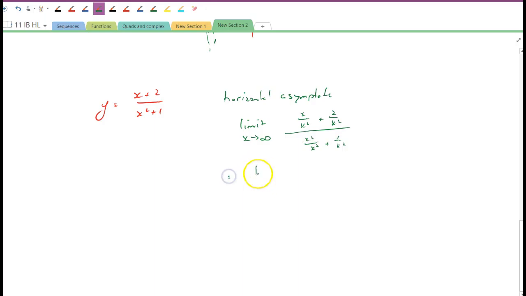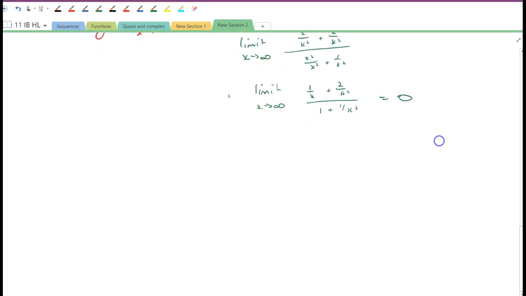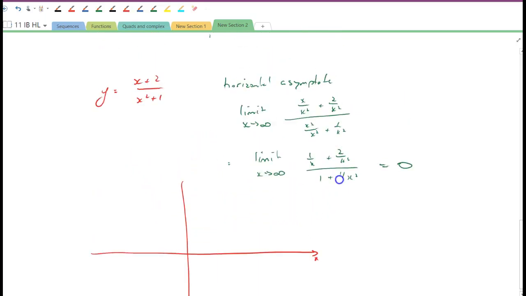So we end up with the value of this limiting as numerator 1 over x plus 2 over x squared, over 1 plus 1 over x squared. So these all go to 0, so we're left with 0. So the limit, the horizontal asymptote, is 0. So we can work that through. The horizontal asymptote is the x-axis.